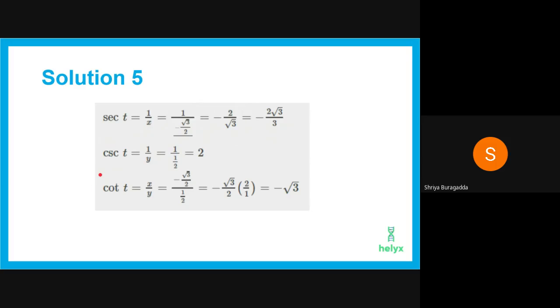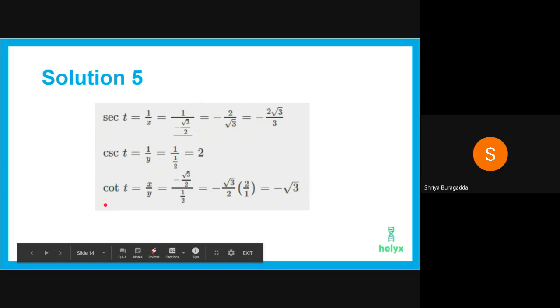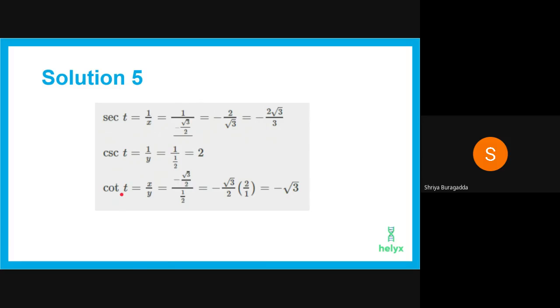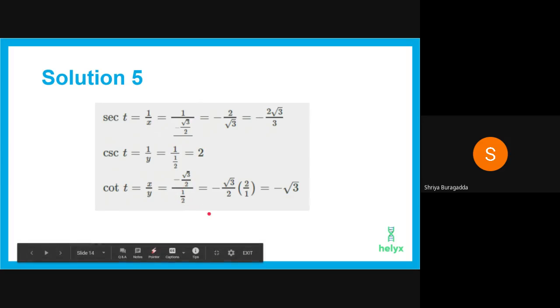Cosecant is 1 over sine, so 1 over the y-coordinate, which is 1 over 1/2, which is 2. And then the cotangent is 1 over tangent, and remember tangent is sine over cosine, so cotangent is cosine over sine, so x over y. Then you divide root 3 over 2 by 1/2, and that leads you to negative square root of 3.